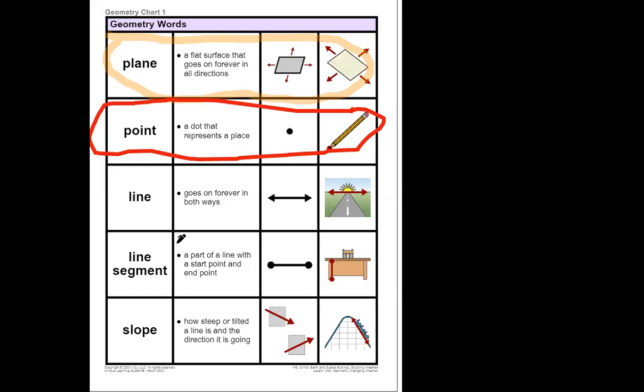All right. Our next word is line. A line goes on forever in both directions. So both directions, left and right. It goes on forever. So same thing as our first two words. You're going to find your word and your definition and your pictures and glue them in your notebook.